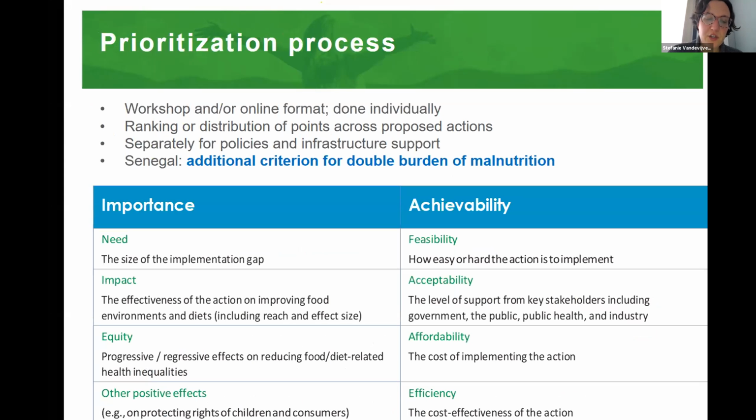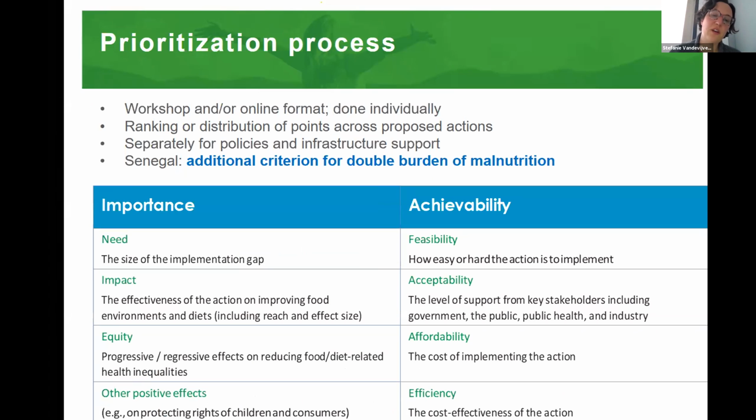The prioritization, on the other hand, which happens afterwards, is an individual exercise. So once we do have the final list of proposed actions for both the policies and the infrastructure support, experts are individually prioritizing the actions according to importance and achievability. And there's a set of criteria that can be used for that, and that is explained to them.